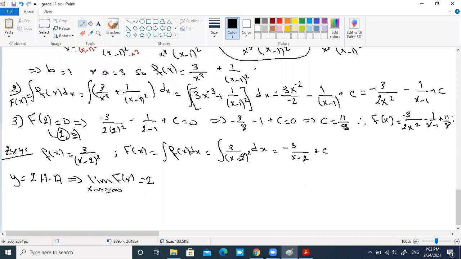So for that reason I wrote here limit as x approaches positive infinity or negative infinity of f of x is equal to 2. It means find the limit of this as x approaches infinity. So you get negative 3 over infinity minus 2 plus constant c is equal to 2. A number over infinity. Hey, what's the answer of this?